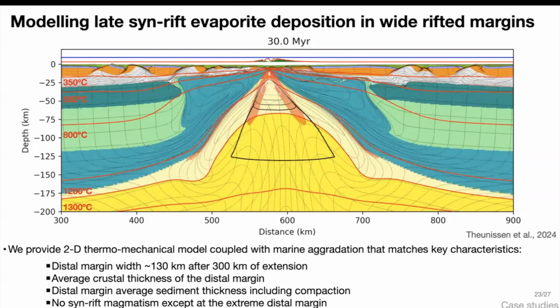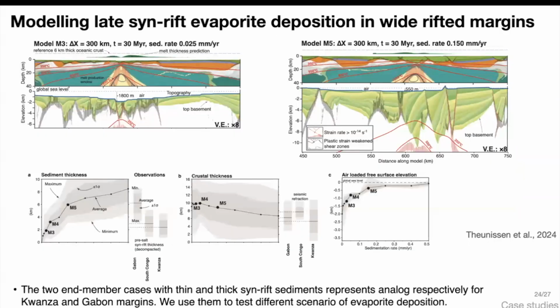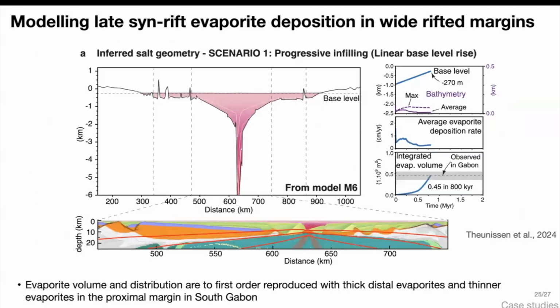So this is the main assumption. It means that if we reproduce these characteristics and we reproduce the accommodation for deposition, and we use this assumption in the end-member case, on the left you have a low sedimentation rate. On the right, you have a high sedimentation rate. And you can see the topography of the distal margin here. In the bottom panels, you see that sediment thickness and crustal thickness fit the observations for Gabon on the right and for Kwanza on the left. Therefore, we can use them to test different scenarios of evaporite deposition and see if we can reproduce some of the observations that we have in these margins.